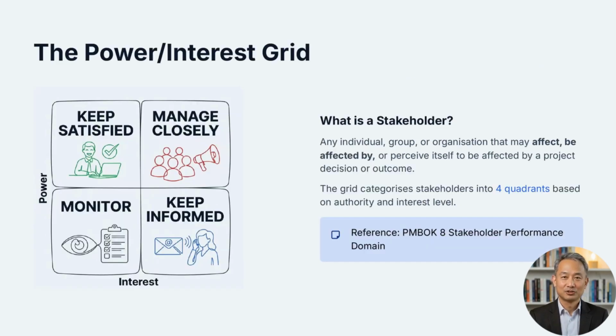Before using the power interest grid, we need to understand what a stakeholder is. A stakeholder is any individual, group, or organization that may affect, be affected by, or perceive itself to be affected by a project decision or outcome. The power interest grid classifies stakeholders according to 2 dimensions. The first is power, which reflects their ability to influence the project. The second is interest, which reflects how much they care about project outcomes. Combining these dimensions creates 4 distinct engagement strategies.